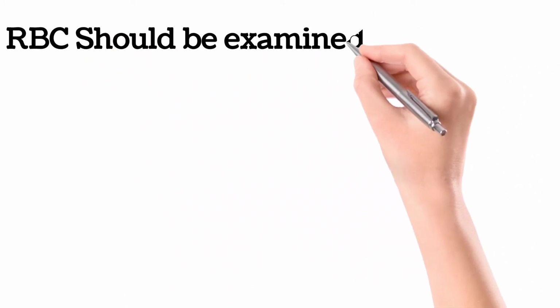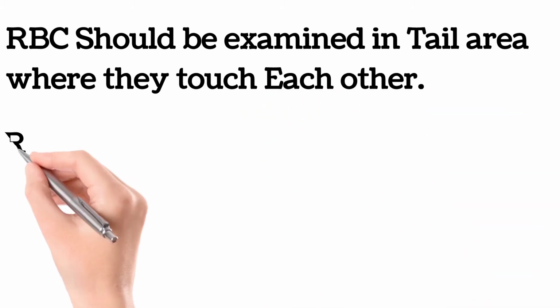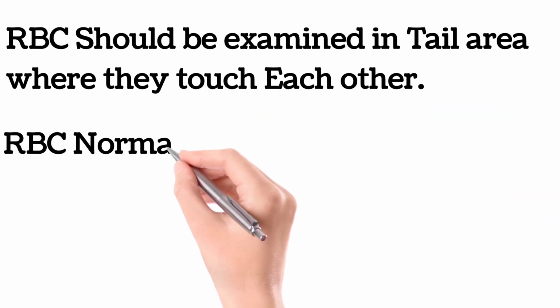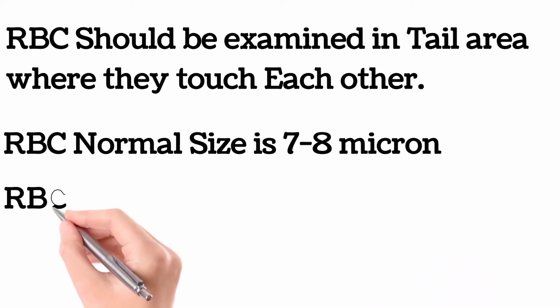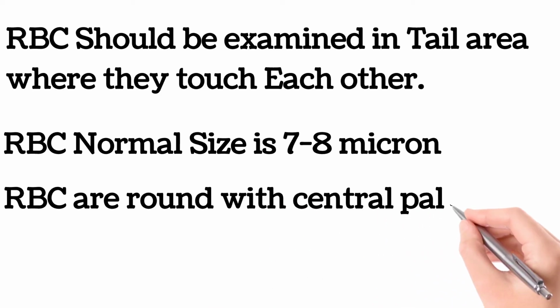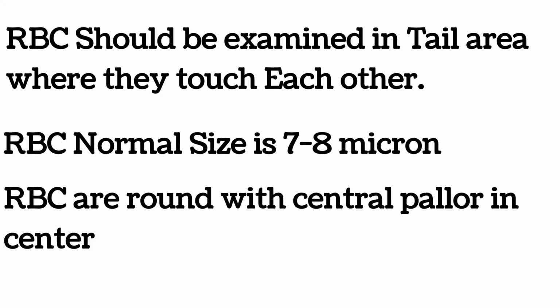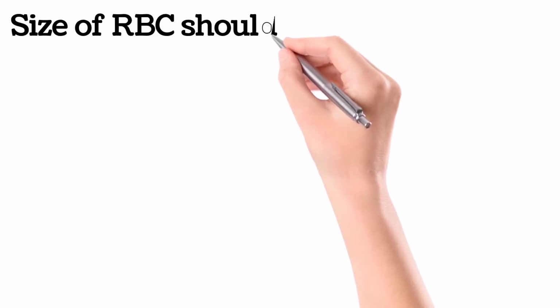So friends, first of all, the red blood cells should be examined in a tail area where they just touch each other. See, the red blood cell normal size is 7 to 8 micron, and RBCs are round shaped with a central one-third pallor, that is the normal physiology, normal morphology of a red blood cell.